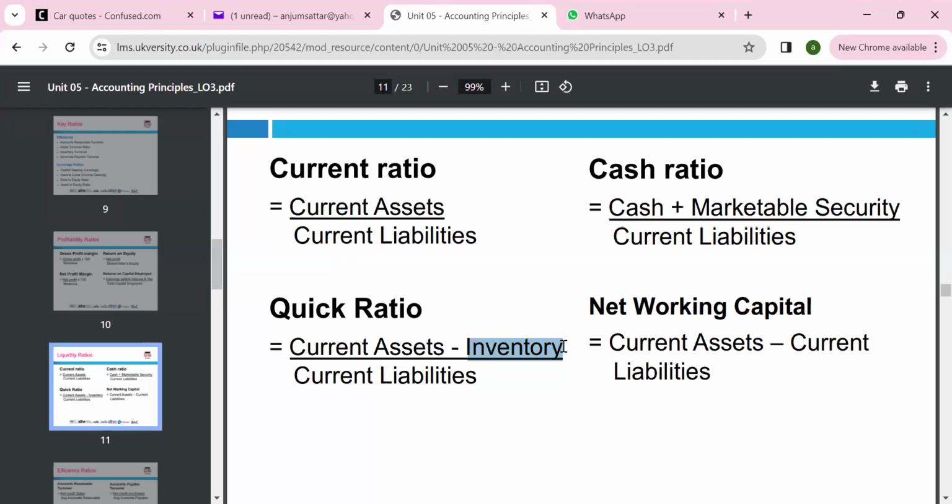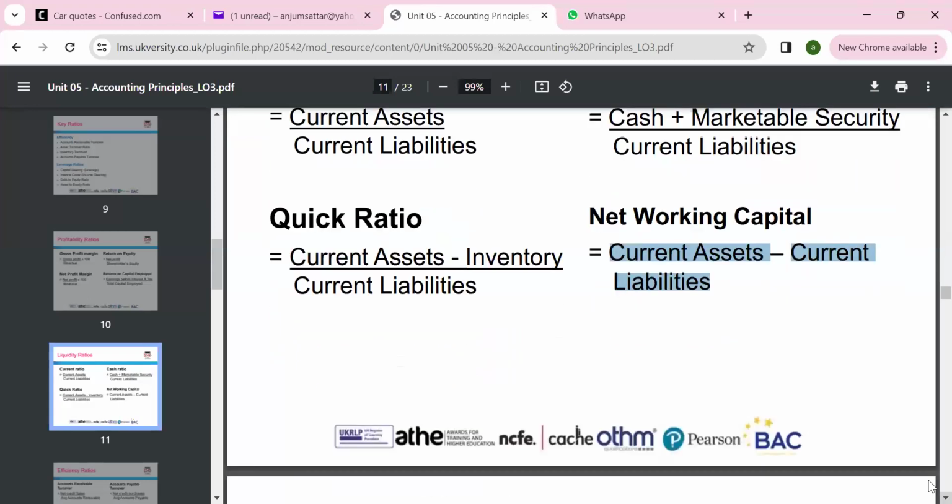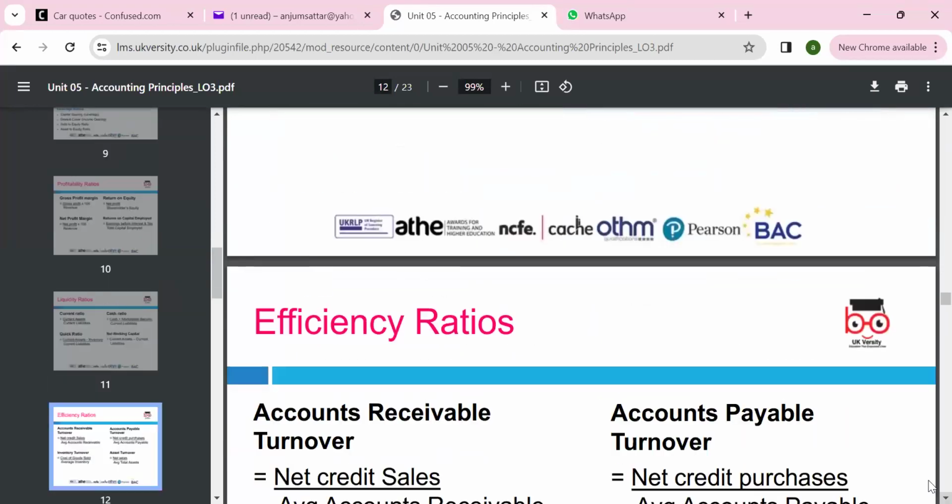Current assets minus inventory, because sometimes if you have Windows 98 CDs, maybe no one is buying them, and you're saying it is my asset, my inventory, my stock, but maybe it's outdated. So sometimes we take out the stock and look at which is the most liquid after taking out inventory. Current assets divided by current liabilities. Current assets minus current liabilities is known as working capital, meaning running capital, how much capital we have in the business in the short run.